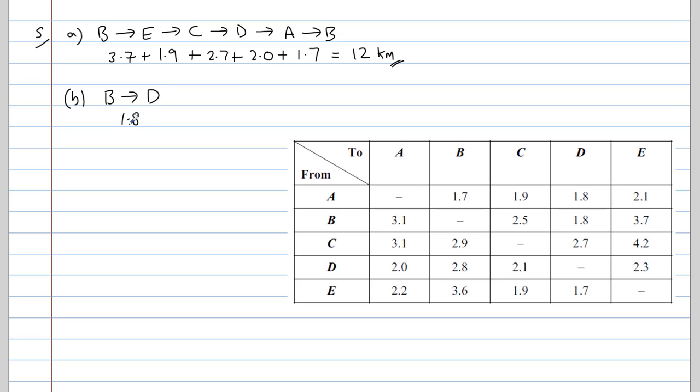It's a good idea to write down the values as you go along so you don't have to do the whole thing twice. Now we're at D, we'll go across. The nearest place to D would be A at 2.0.